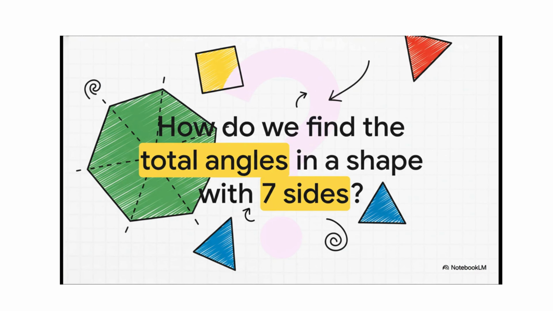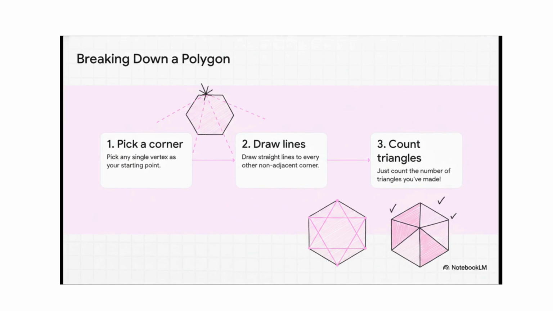Okay, so let's take a look at a more complex shape, something like this seven-sided figure, which is called a heptagon. Trying to just guess the sum of its internal angles, that seems impossible, right? But here's the thing, we don't have to guess. We just need to go back to that 5th grade idea. We break it down into the one shape we already know everything about. And the method for doing this is so simple.